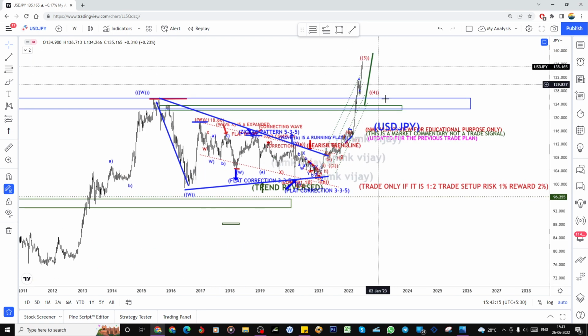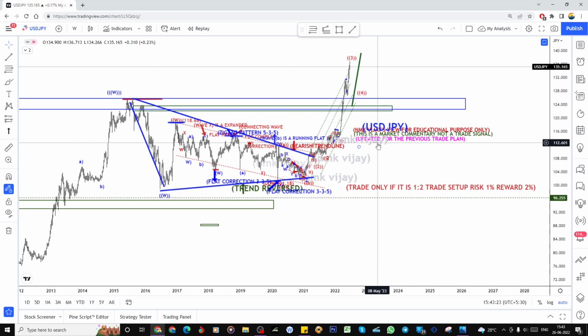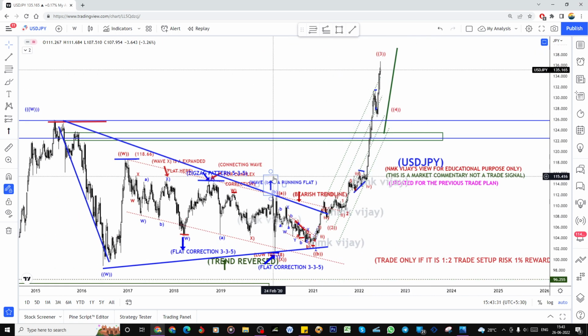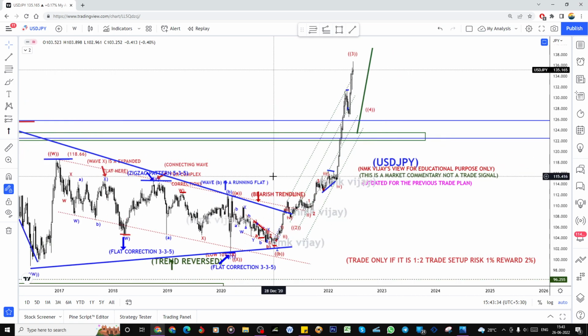So we have to wait for that turn to view our structure. We have to believe our structure. The structure will say we have to believe our analysis. So if we need to believe, we need to know the structure clearly. It's not doubtful. If you are in doubt, don't take any trade.